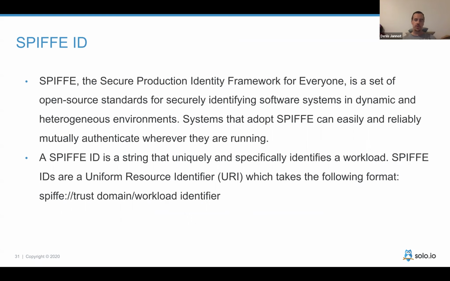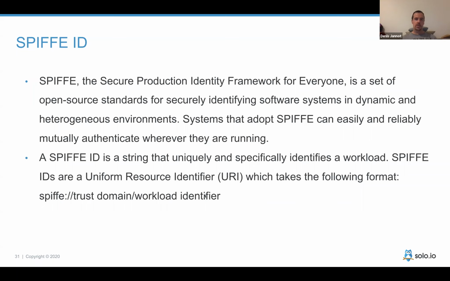But it's quite important to understand how it works. Each pod has its identity in the form of a SPIFFE ID. SPIFFE is a standard that means Secure Production Identity Framework for Everyone, and it is used in Istio. A SPIFFE ID is in this kind of format: spiffe, trust domain, and workload identifier.